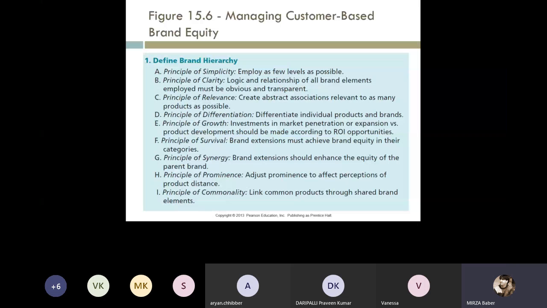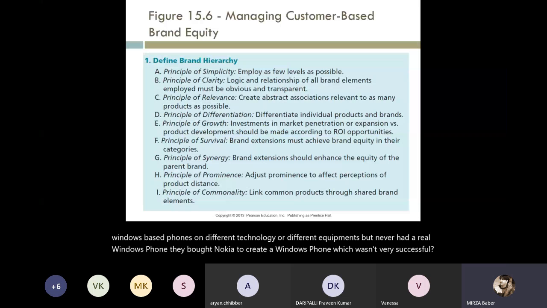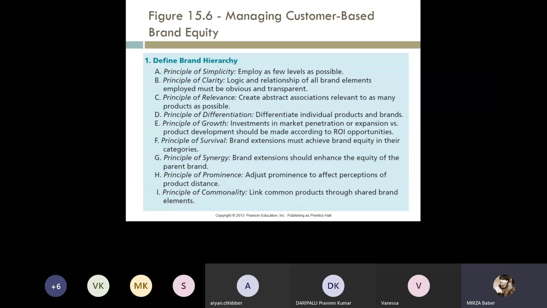Then there's the principle of commonality: link common products to shared brand elements. Going back to Apple, the iPod Touch, the iPod Nano, the iPad, and the iPhone are all touchscreens, and all look very similar in terms of shape and size. They all can connect to the internet and to the iTunes service, and with an Apple ID you can sync all of those things. So they create an ecosystem. I hope I make sense over here. But anyways.